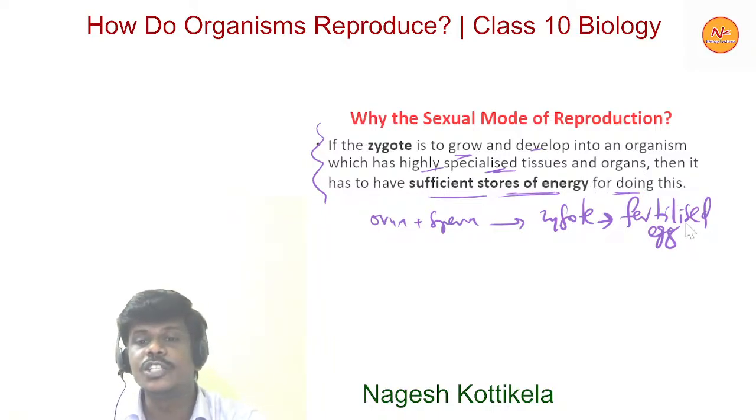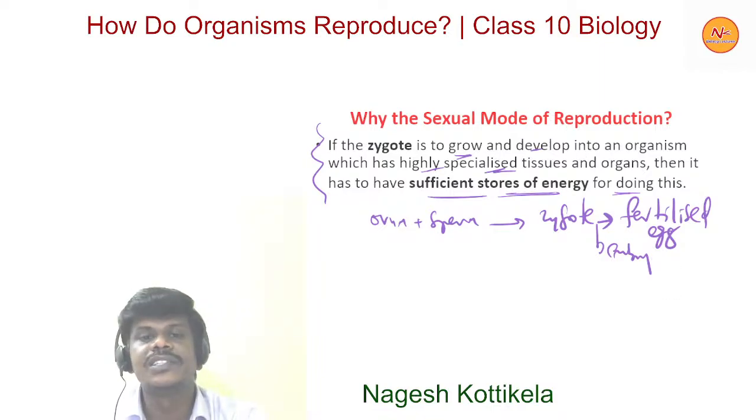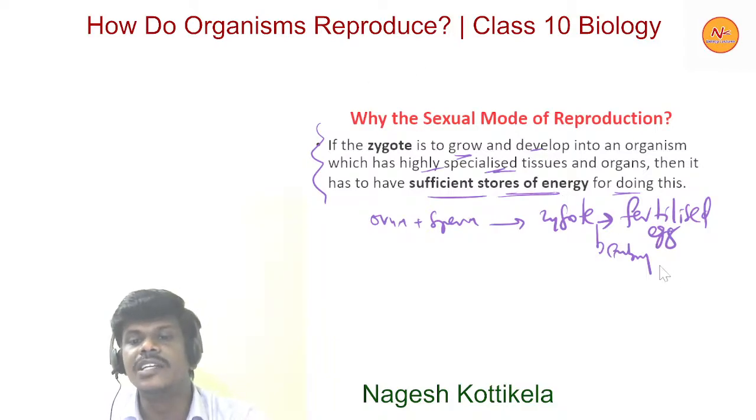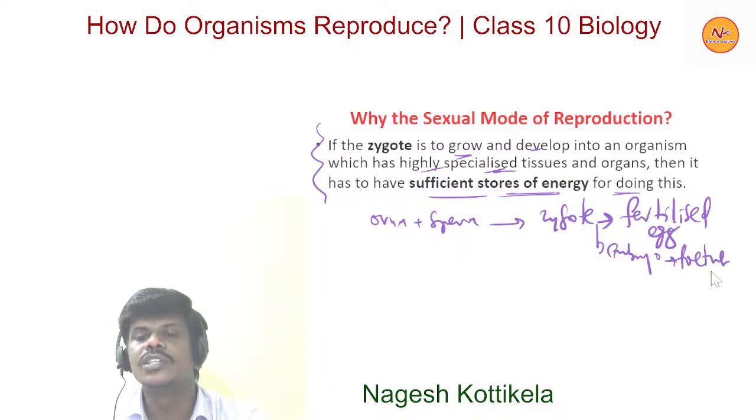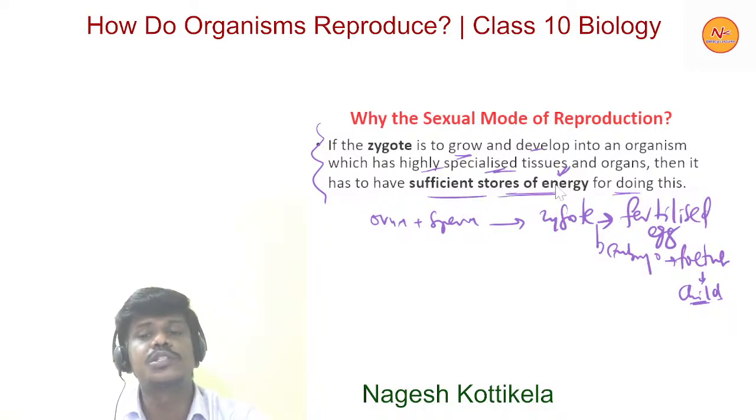So this zygote will develop into embryo, embryo will develop into fetus, and then fetus is growing into the child. So this is how the development process occurs. Now for that, energy is needed. So sufficient stores of energy are needed for doing this.